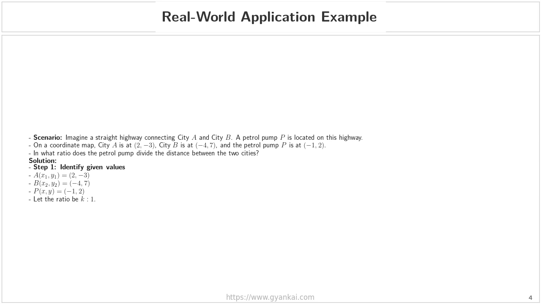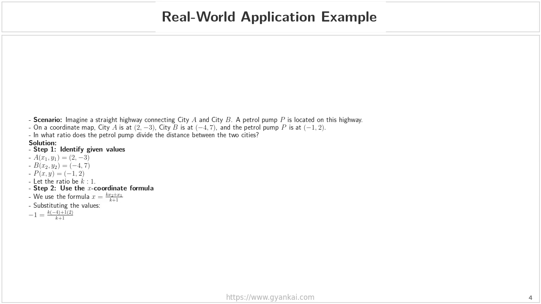Point B with x sub 2 and y sub 2 is -4, 7. Point P, representing our petrol pump with x and y, is -1, 2. Following the method from our previous slides, we will assume the ratio is k/1. Step 2, we will apply the section formula. Since we want to find the ratio, it is easiest to use the formula for the x-coordinate.